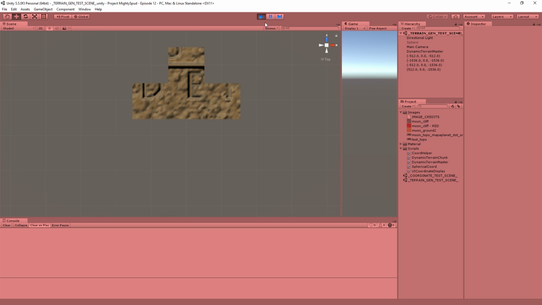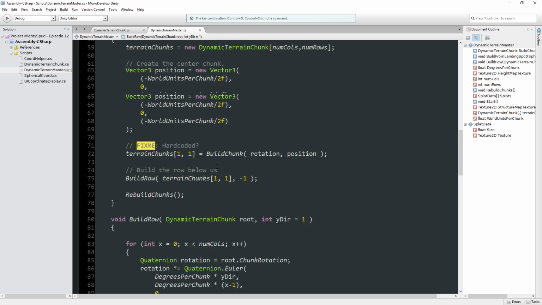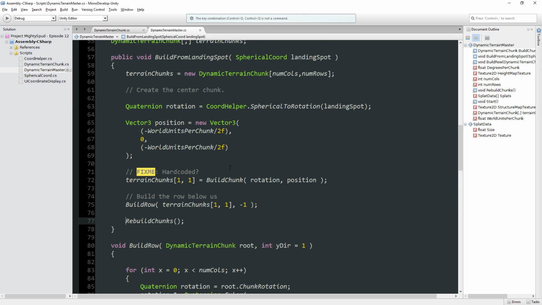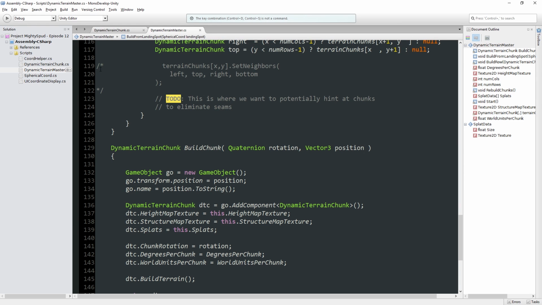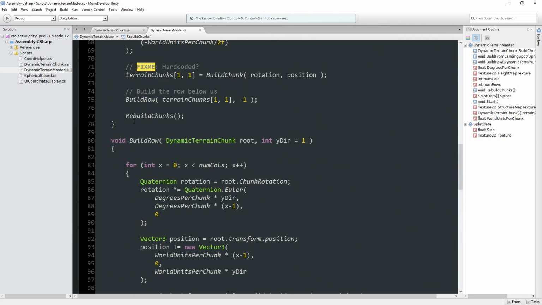So if I were to repeat this step, let's say I don't write train chunks. Here's what I'm going to do. Let me get rid of this comment. I'm just going to skip the rebuild chunks command for now.